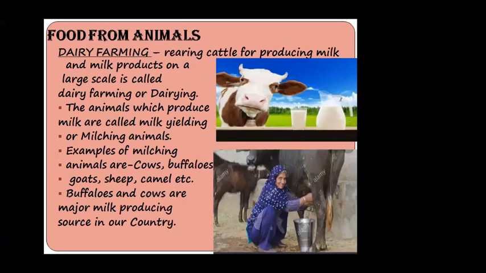Let's start with dairy farming. Rearing cattle for producing milk and milk products on a large scale is called dairy farming. The animals which produce milk are called milk-yielding or milching animals. Examples of milching animals are cows, buffaloes, goat, sheep, camel, etc. Buffaloes and cows are major milk-producing sources in our country.